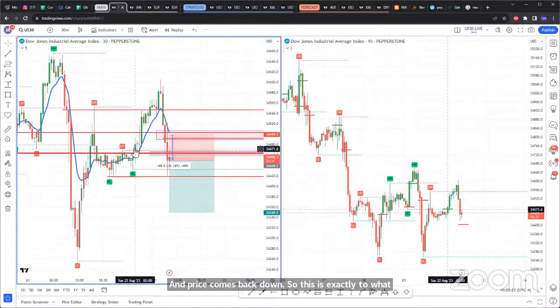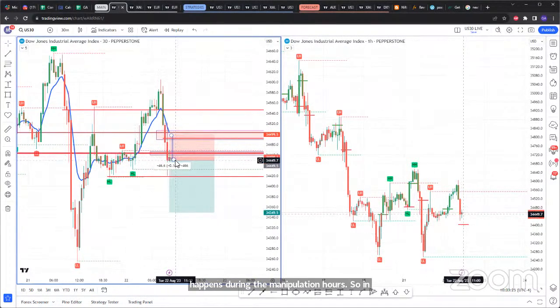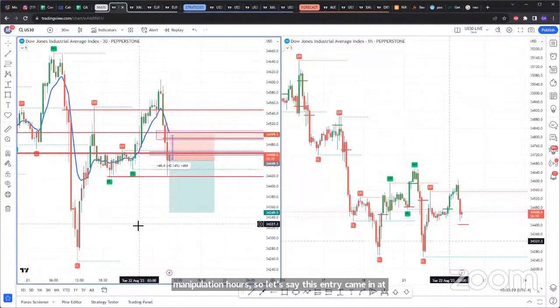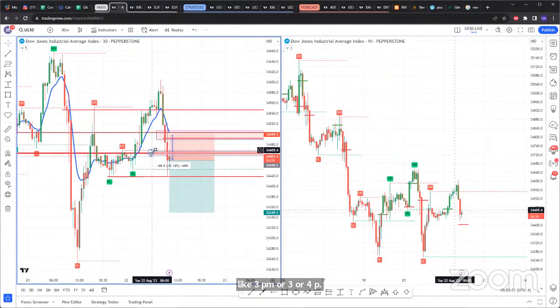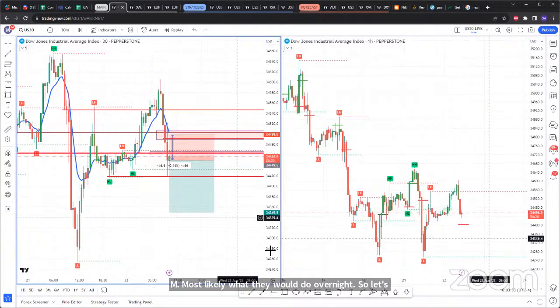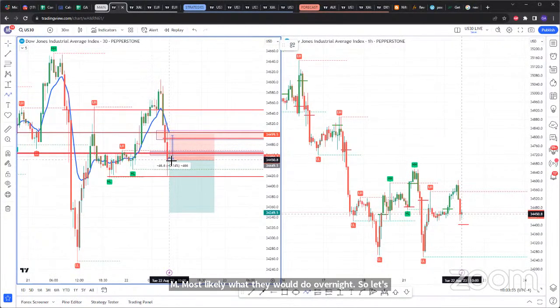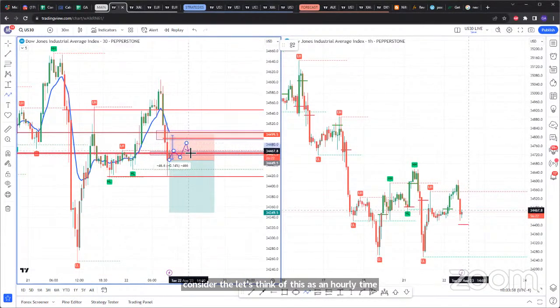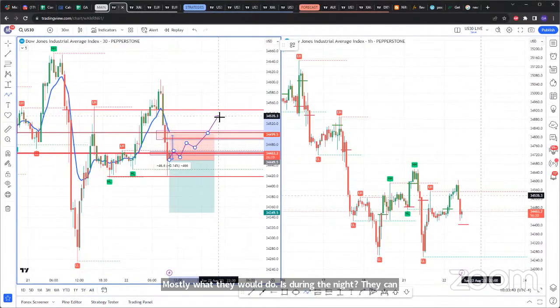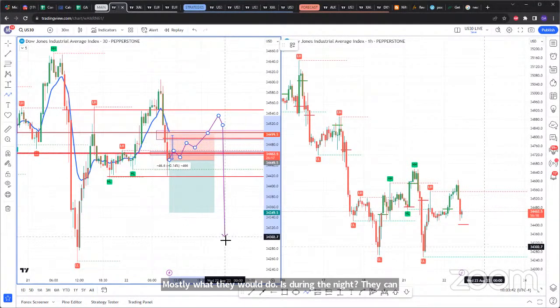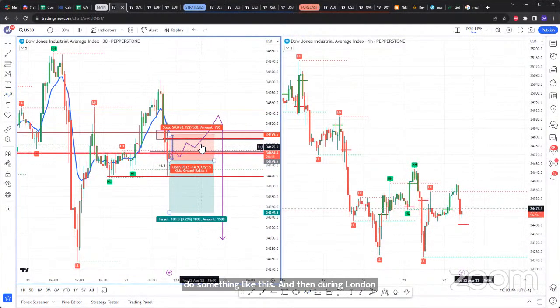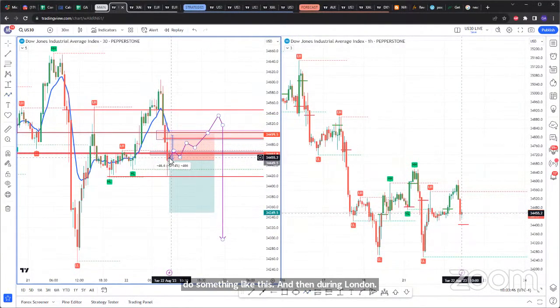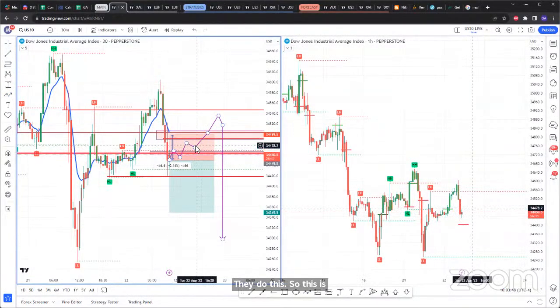So in manipulation hours, let's say this entry came in at like 3 or 4 p.m. Most likely what they would do overnight, let's think of this as an hourly time frame, is something like this. And then during London, they do this. So this is why you don't want to enter too far away from the SARs you're trading.